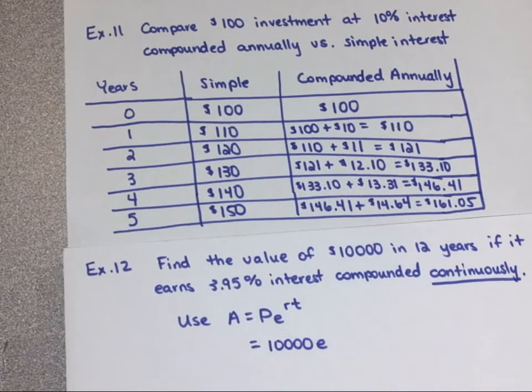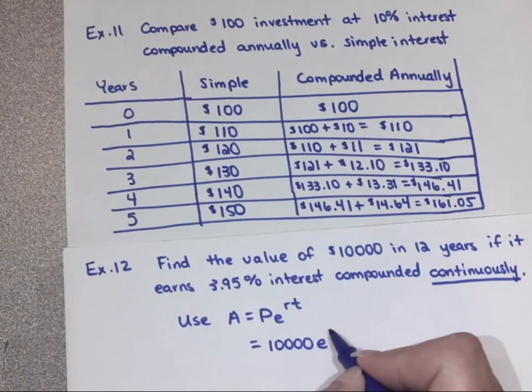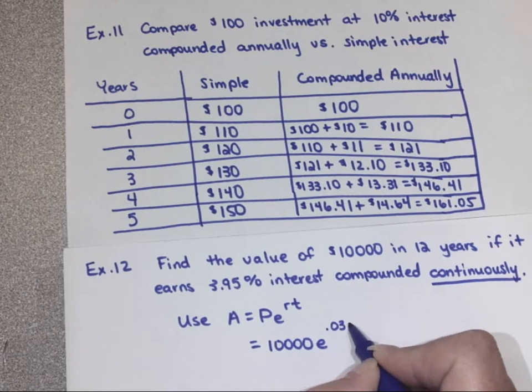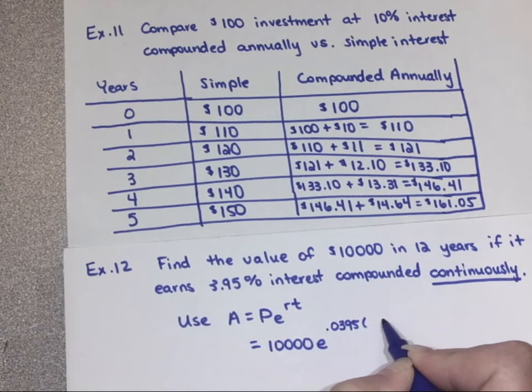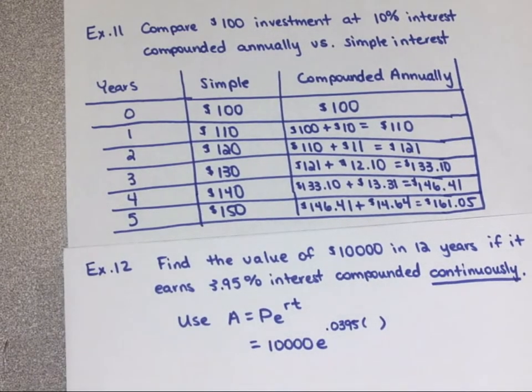And then we have e, and then be careful about the interest rate. You don't put in 3.95 or you're figuring 395% interest, which is crazy and not really possible in most legal ventures, right? So what would be the decimal of 3.95%? It'd be 0.0395, right? And then you times it by the number of years the investment is staying, right? Which is what? 12?